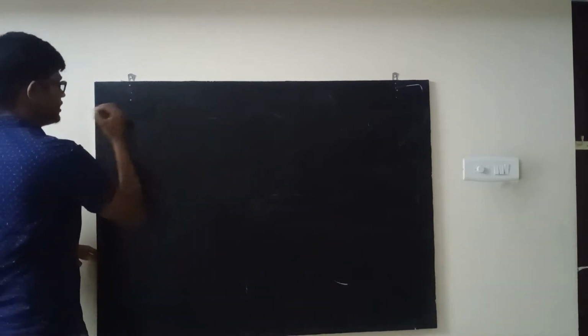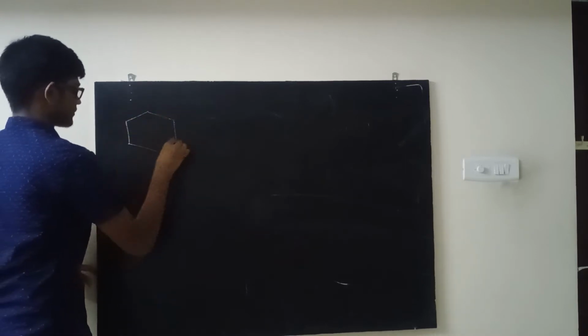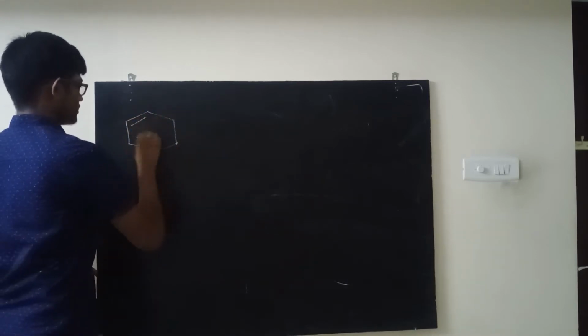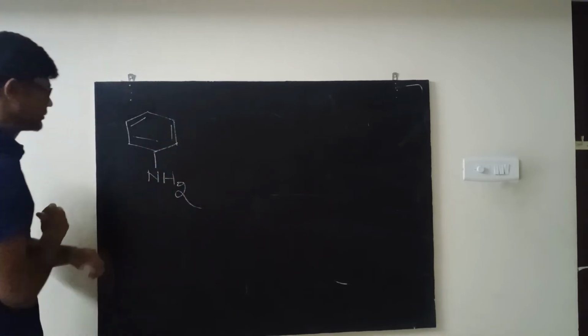So let me just check this. Yeah. So you've got aniline, this compound, right? C6H5NH2 is aniline, okay? So we put the bonds. This is what we call in business aniline.